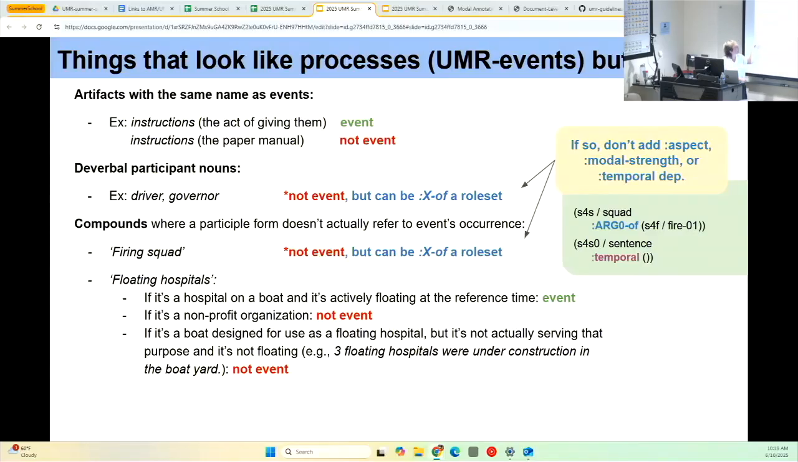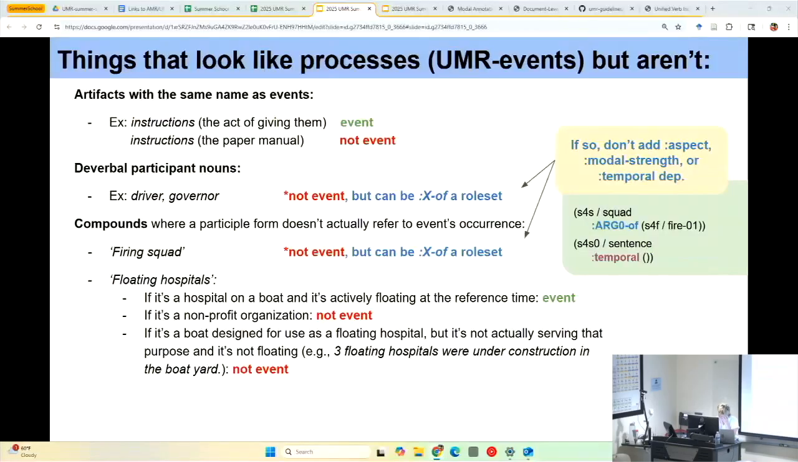Same thing for people and roles. So driver, even though that's going to be a person who's the arg0 of drive, you don't have to give any of this event annotation to drive. Same with governor, person who's arg0 of govern. Compound, so firing squad. Firing, I think this is the weirdest example, partly because there was no context for it in the guidelines, and I spent a long time trying to figure out what it meant.